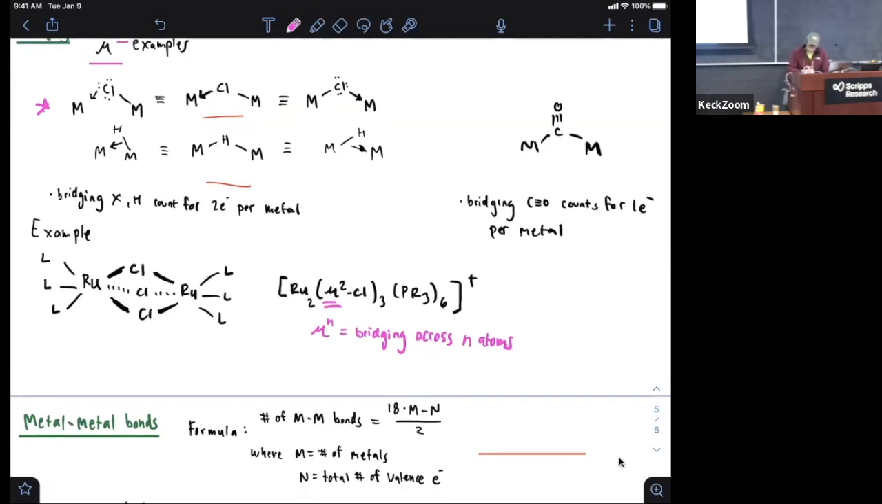And so then in terms of the electron counting, as I said, if we consider the case of halide, it's X type with respect to one metal, L type with respect to the other. And in either case, we count it as two electrons or one electron pair per metal. Likewise with hydride. Now the case is slightly different when it comes to bridging carbonyl. Much of the analysis is the same, but in terms of the overall electron counting, we count it as just one electron per metal.